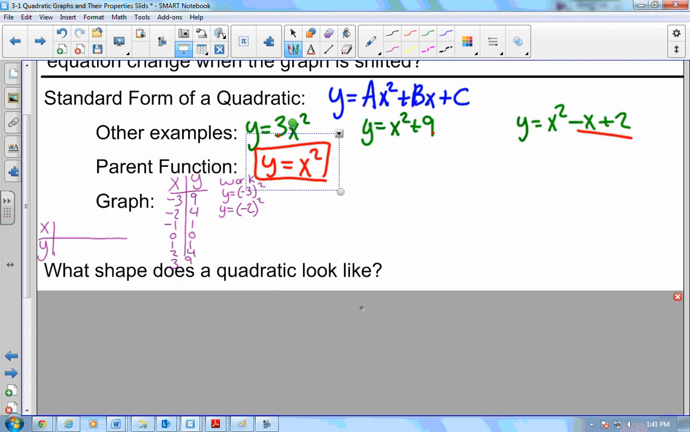One side is negative, one side is the same. The same numbers start popping out. We have a turnaround point right here at 0, 0, which we'll talk about a little further on. But you can see the y value is 9, 4, 1, 0, then it repeats and starts going back up, 1, 4, 9. So let's draw a graph to see what it looks like.